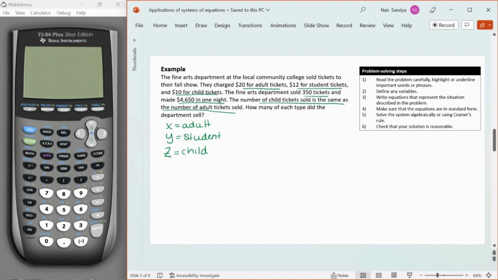So let's look at these phrases that we have in here. It says that they sold 350 tickets. So that's what tells us the total, right? So if we have x plus y plus z all added together, that's going to equal 350.